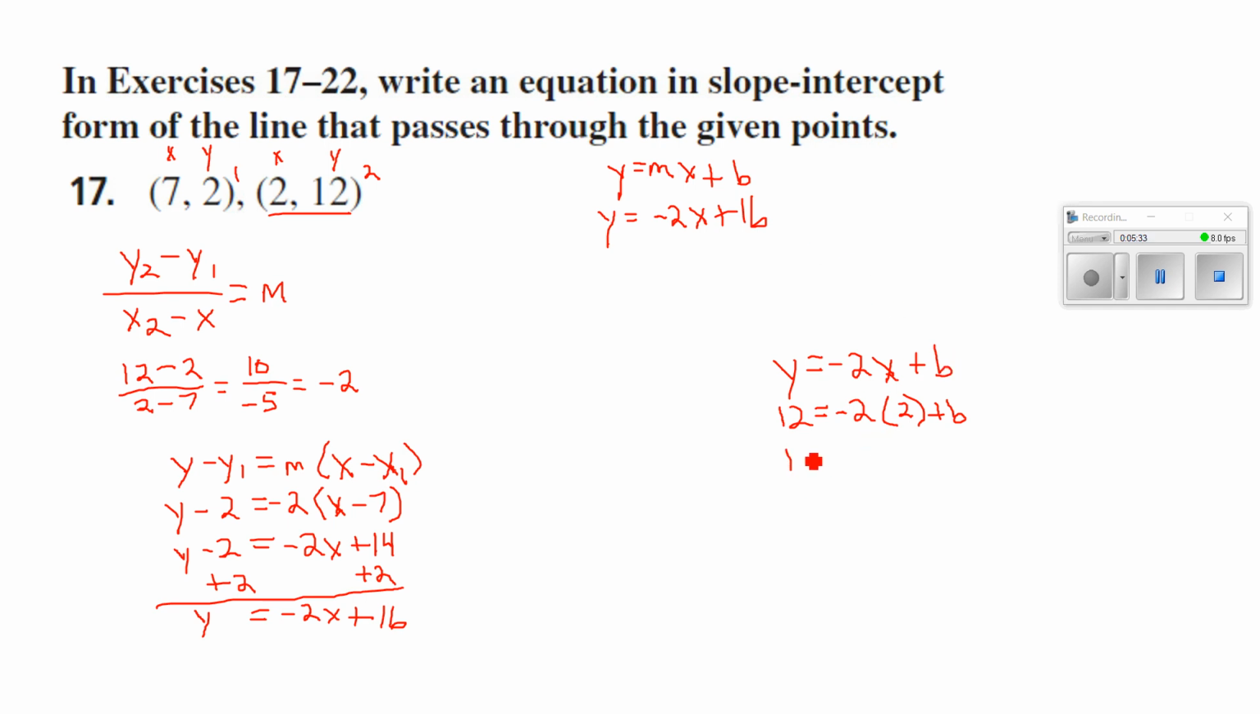When I do this, I'll have 12 is equal to negative 4 plus b. I will add 4 to both sides to isolate my variable. And as you can see, 12 plus 4 is 16, and 16 equals b. So whether I use this formula to find out that it's 16, or this formula to find the whole formula and find out that it's 16, either way it's going to work. All right, let's go ahead and work on the next problem.